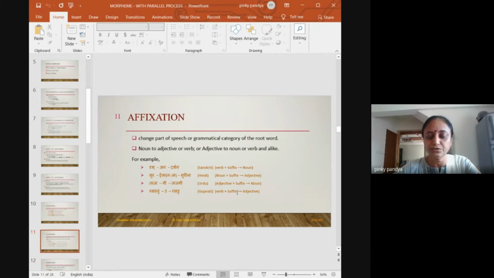Or rakhadvu is a verb in Gujarati, meaning to roam around. But if we add the suffix u to that, it will be changed into an adjective, so it goes from verb to adjective. So affixation either changes the meaning or may change the part of speech.